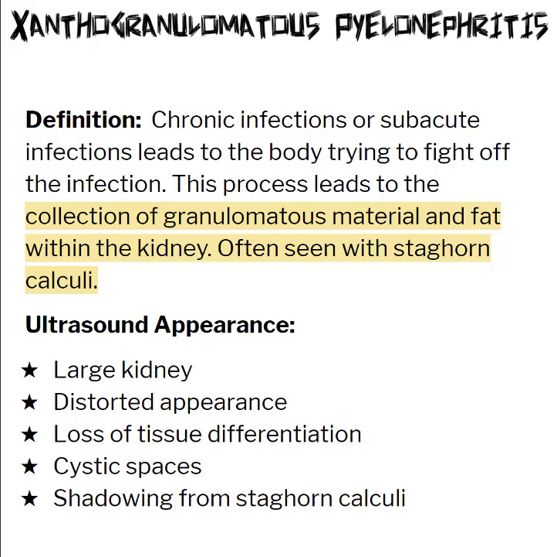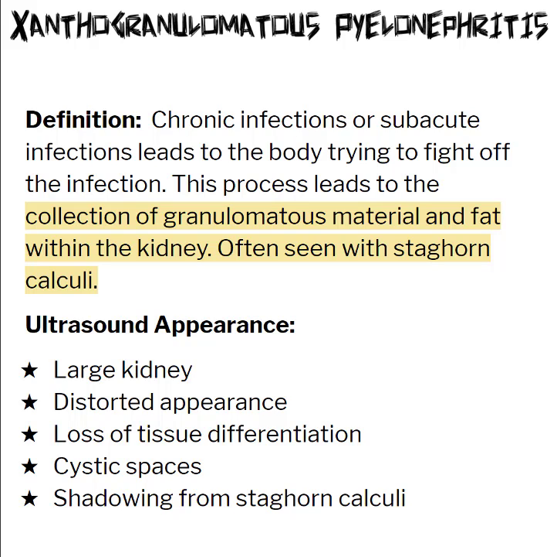But it just keeps sending all this stuff down because the patient has these chronic infections or these subacute infections that the body's just always trying to take care of. So this process of constantly trying to fight off these infections leads to a collection of granulomatous material. So granulomatous material refers to those white blood cells, macrophages, all of that. It also causes fat to accumulate within the kidney as well. So the granulomatous material and the fat within the kidney are relatively echogenic. They can kind of distort how the kidney appears.